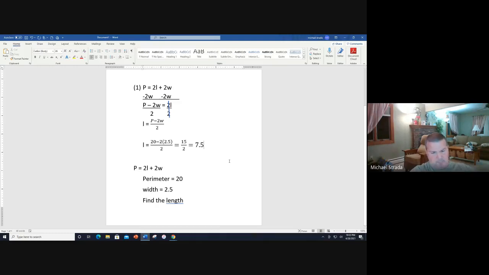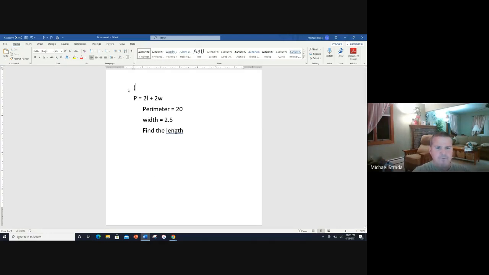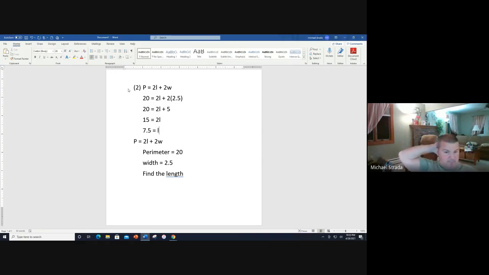Now, if you're just looking for the answer in a word problem, and they're not asking you to solve for the literal equation, there's nothing stopping you from plugging it into the original equation. This would be method 2. P equals 2L plus 2W. I'll plug in: 20 equals 2L plus 2 times 2.5. So 20 equals 2L plus 5. How do you get rid of the plus 5? You subtract: 20 minus 5 equals 15. So 15 equals 2L. How would you get rid of the multiplication by 2? You would divide by 2, and 7.5 equals L. You have to decide which way is best for you. But in a word problem, when it specifically asks you to solve for it, then you have to solve for it. Okay?